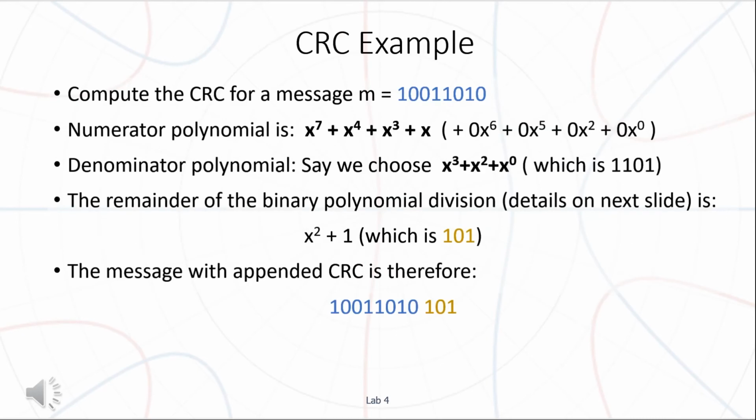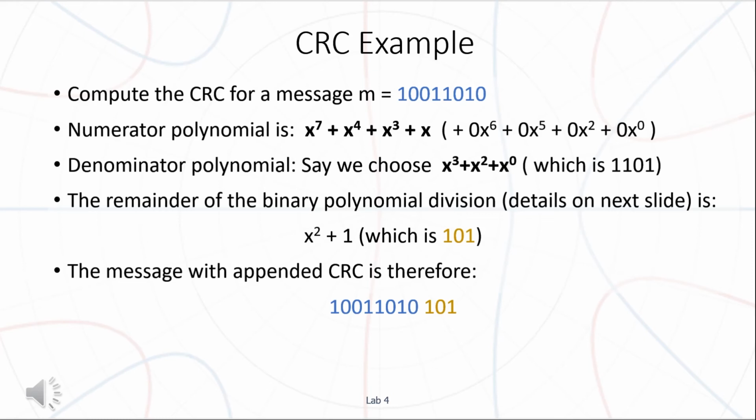In this example, we're going to compute the CRC for a given message. Now, the message is 10011010. The ones become the coefficients of a polynomial. There are 8 bits in this message, so n-1, 8 minus 1, produces a 7th order polynomial. So we have x to the 7 plus x to the 4 plus x to the 3 plus x. The x to the 6, x to the 5, x to the 2, and x to the 0 terms are where the zeros are in the message.